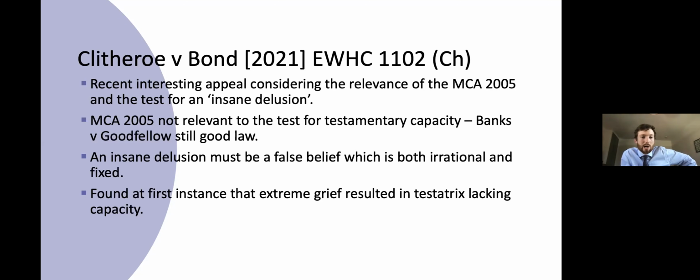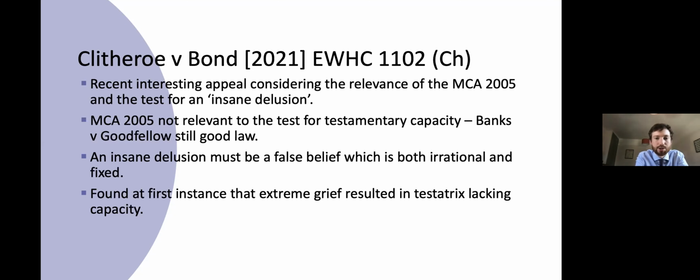Other interesting part of this decision was some clarity given on what is required to establish an insane delusion, which is that fourth element of the Banks v Goodfellow test. And the court found that it must be a false belief, which is both irrational and fixed.